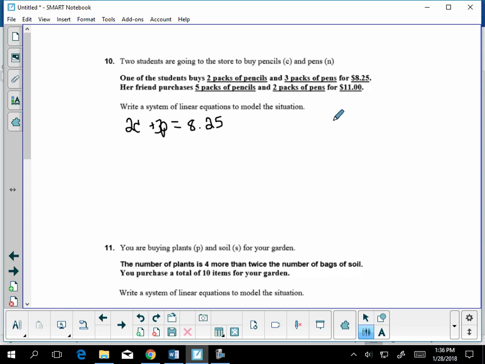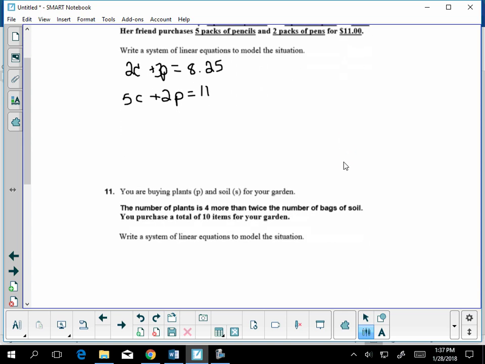Piece of cake. Now we do the same thing. Her friend purchases 5 packs of pencils and 2 packs of pens for $11. Well, 5 pencils plus the number of pens, 2 packs, equals $11. And again, it doesn't say to solve. All you're doing is writing the system.